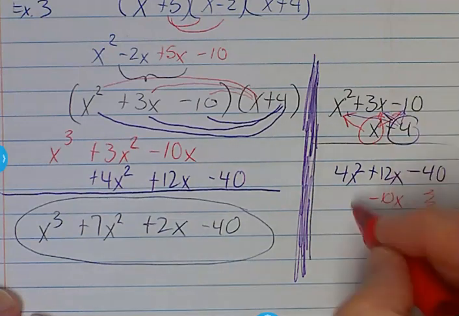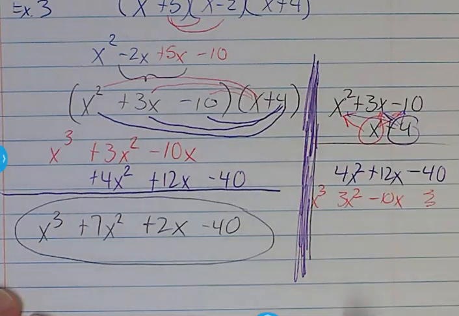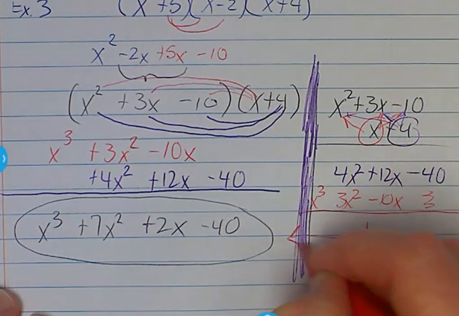X times 3x would be 3x squared, and then x times x would be x to the third. And that way, you've still got the exact same things. It's just a little different order. We've got the bigger numbers on bottom, the smaller exponents on top, but when you put it together, you still get the exact same answer that you've got there.